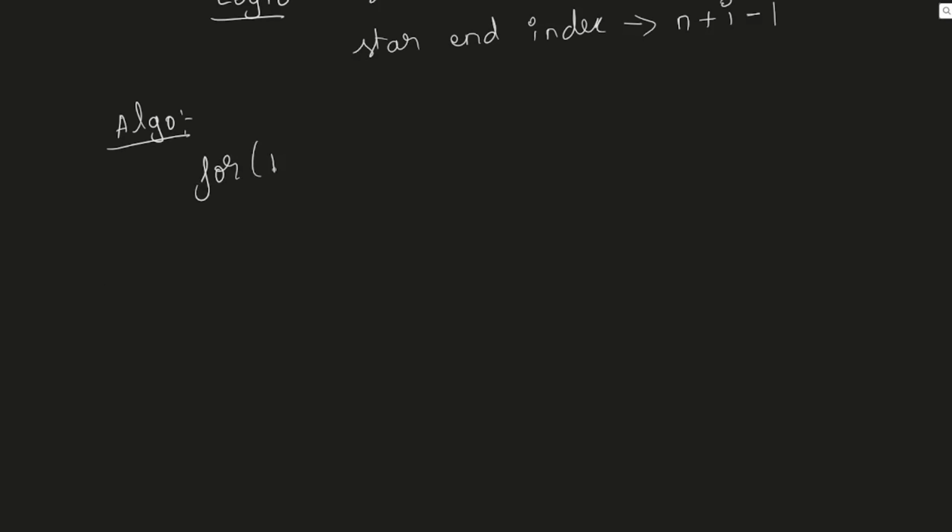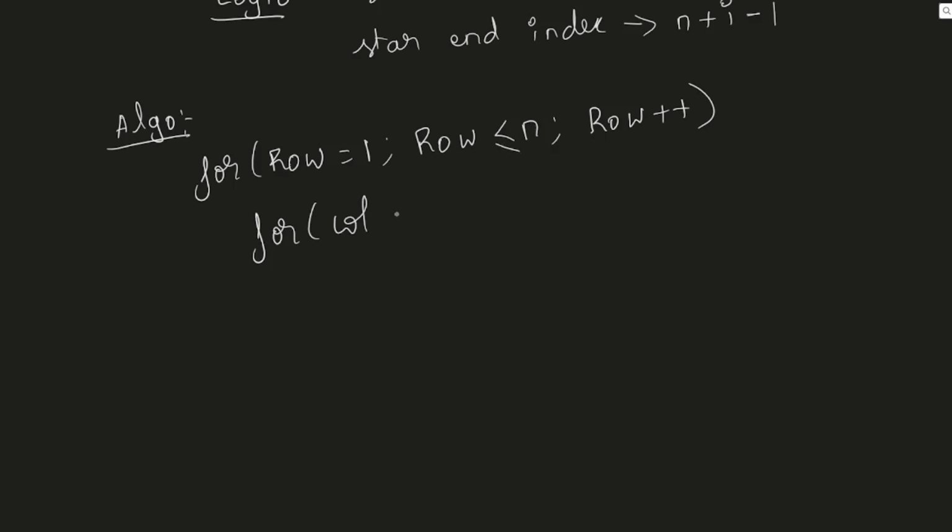For row starts from 1, goes till n, row plus plus. Since we are starting the row loop from 1, we need to have equals condition here. And then the column loop, which again starts from 1, goes till 2 into n minus 1, column plus plus.